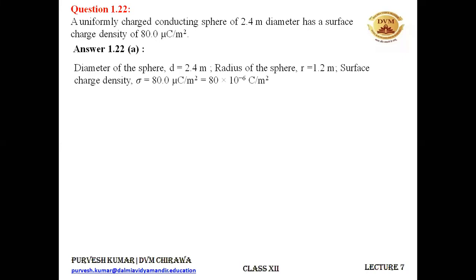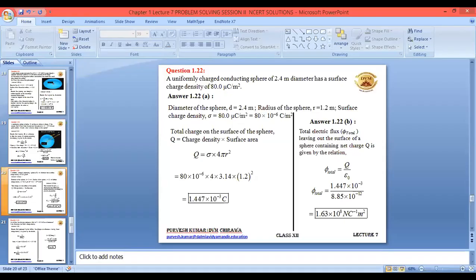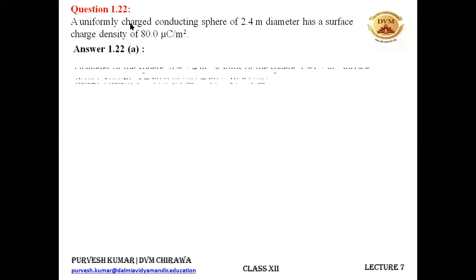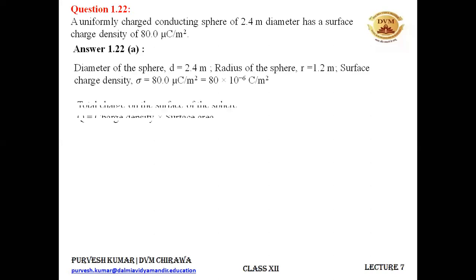What we need to find in this one? Okay, I have not written the question. Let me see. Or you just go through your notebook and try to get it out. It is 1.22. What needed to be found? It is Q. We need to find the total charge present on the conducting sphere. That is Q needed to be determined in this question.